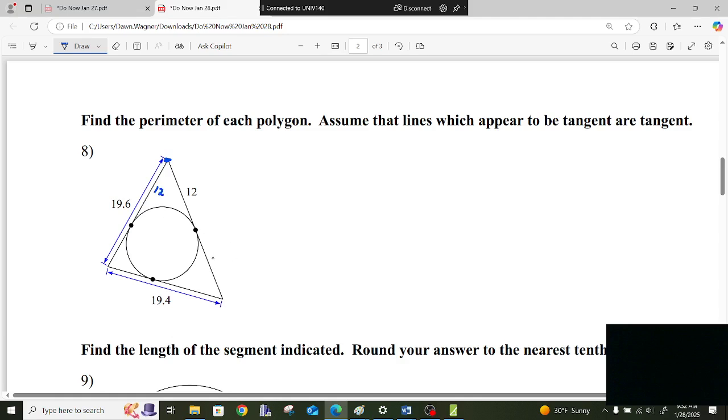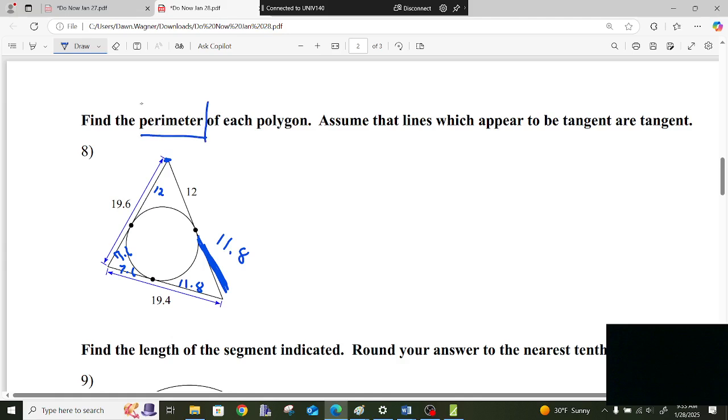What that allows us to do is, because we have a missing piece here, we're going to walk around this shape to find this piece right here. This one is the one that's missing, right? So what is 19.6 minus 12? 7.6. And if this is 7.6, then guess what? This is 7.6 on the other side. So what's 19.4 minus 7.6? 11.8. And so then this would be 11.8.